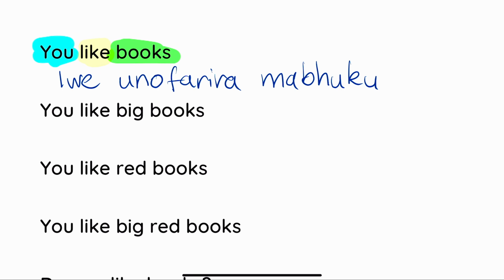Let's mark that out. Iwe is you, as well as my subject prefix, u, my present tense marker, because this is happening in the present, no, my verb, like, farira, and then my object, mabhuku, books. The ma shows that it's plural of books. So books. Mabhuku, books. Let's try add a bit more to that sentence. Iwe unofarira mabhuku. You like big books. So how would we add in big?